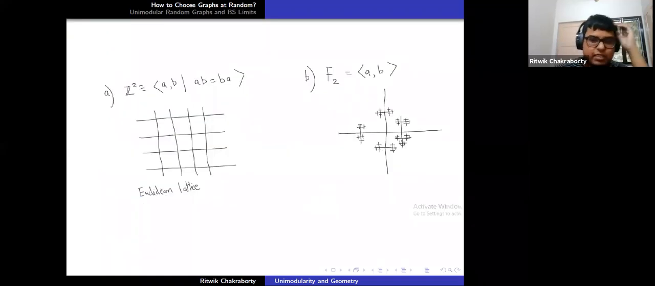So by the way, these are some examples of what Cayley graphs look like. If you take the abelian group Z2, then the Cayley graph of Z2 is just going to be a Euclidean lattice. And sorry for the horrible diagram over here, but if you take the free group generated by two elements A and B, then it's just going to be a tree, right? It's going to be a four regular tree.